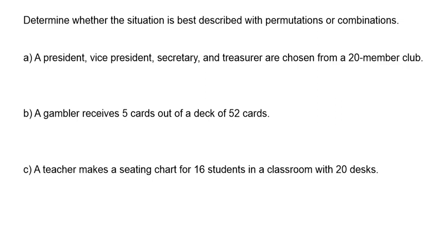Determine whether the situation is best described with permutations or combinations. For part A, a president, vice president, secretary, and treasurer are chosen from a 20-member club. The way these individuals are selected matters, so this would be a permutation.